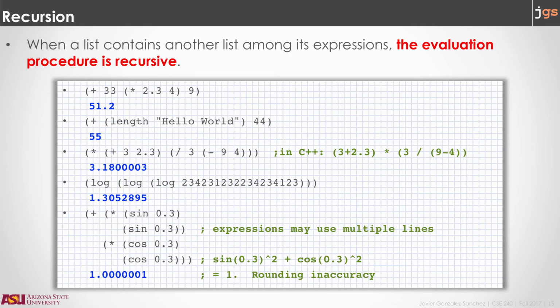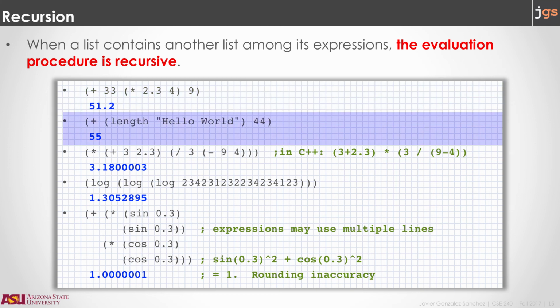As shown before, you can use lists as parameters, and the evaluation of that is going to be recursive. The lists that are inside are going to be evaluated first, and then their result is going to be used as parameters for the other list. So in the first example here, you do first the multiplication of two numbers, and the result is going to be used as a parameter for the addition.